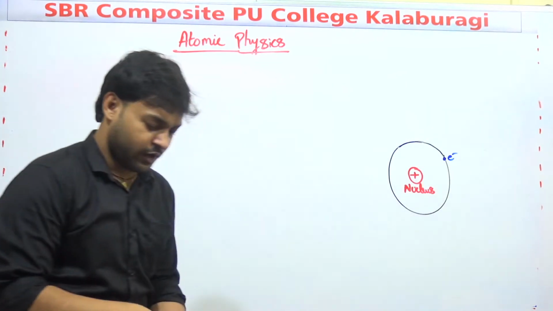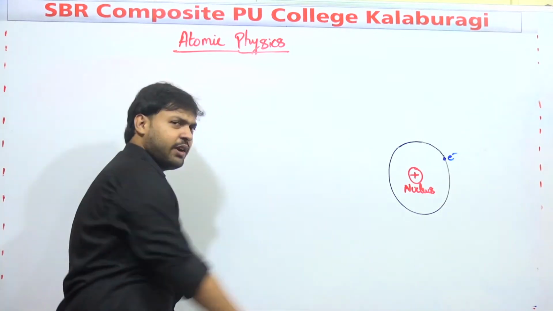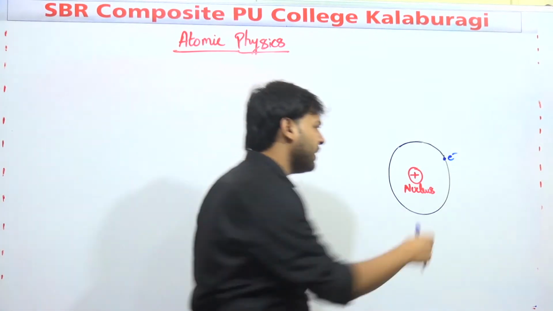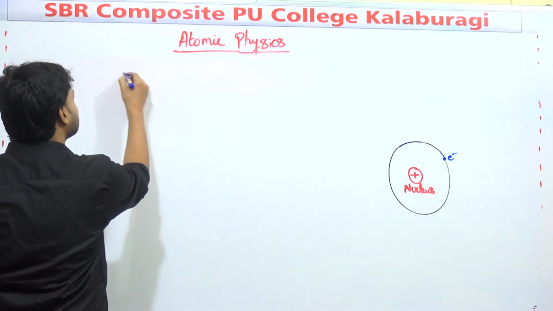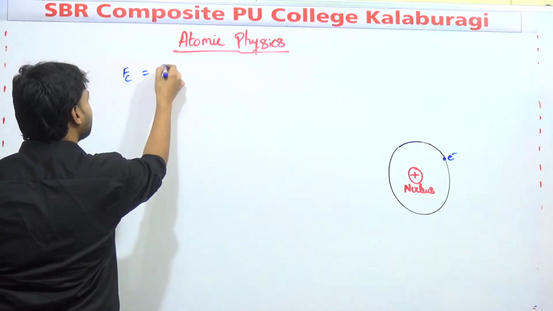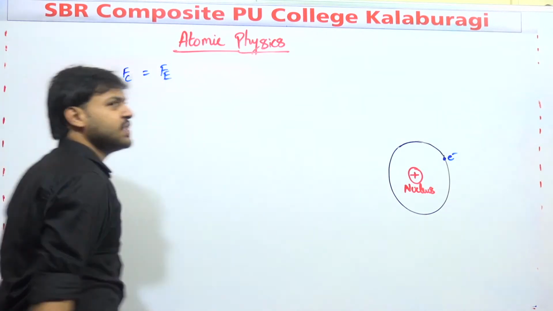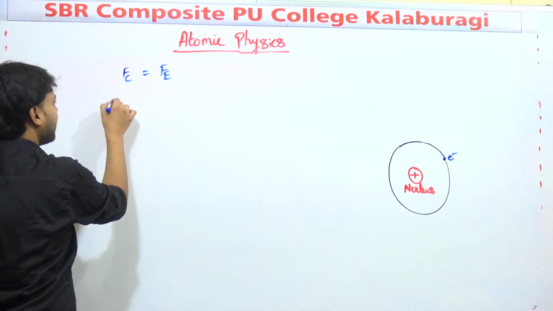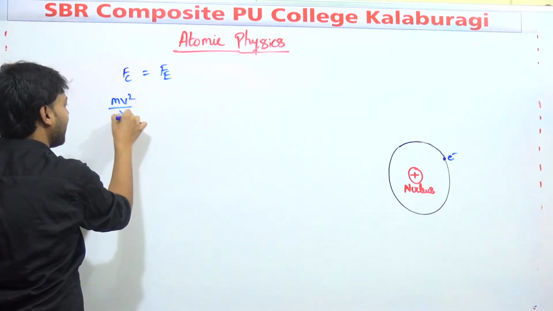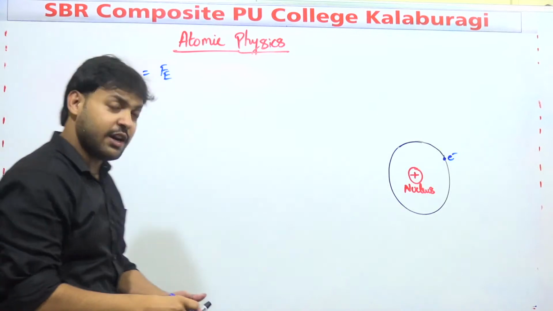Okay. So what is the final point? Centripetal force is provided by whom? Provided by the electrostatic force. So he continued writing like this. Centripetal force is provided by the electrostatic force. Right. So what is the centripetal force formula? I can write it as mv square by r. Right? Try to understand the things.